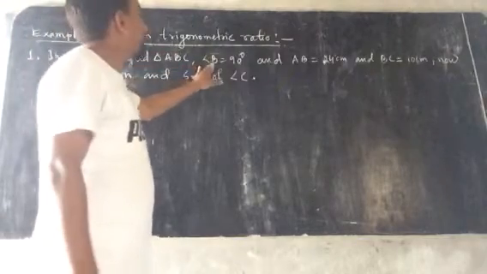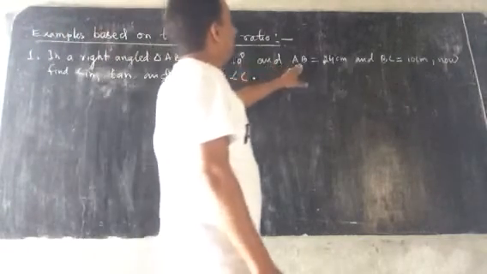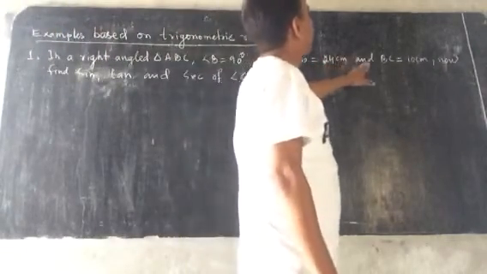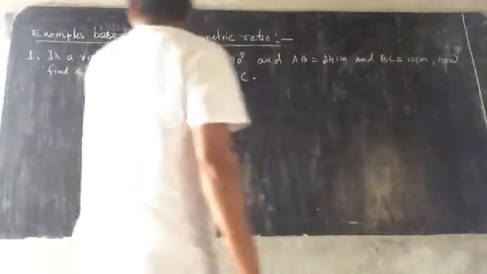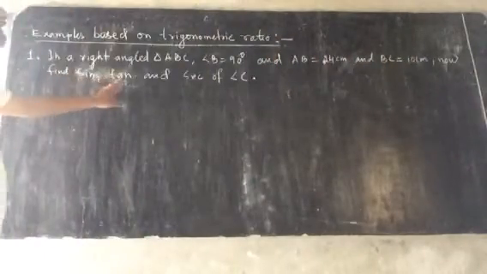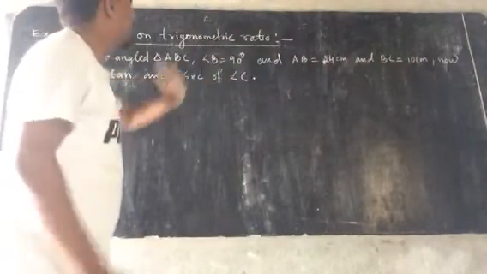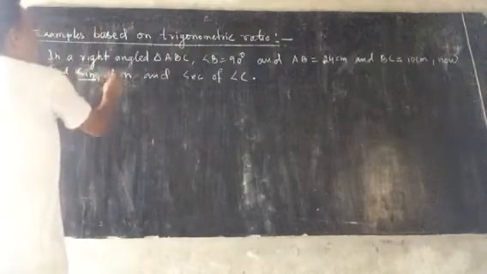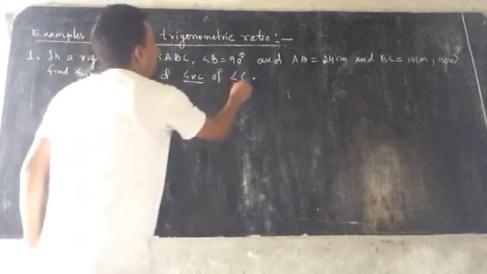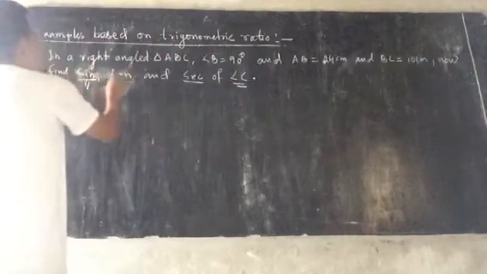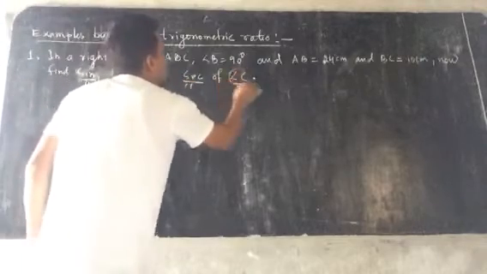angle B is 90 degrees, AB is 24 centimeter and BC is 10 centimeter. Now find sine, tan and sec of angle C. You have to find these three ratios of angle C.